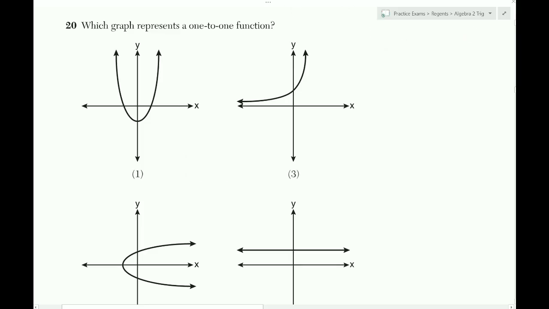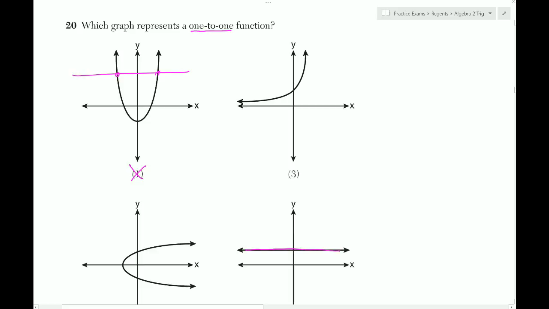Which graph represents a one-to-one function? So, one-to-one means that it passes the horizontal line test. I'm sorry, so for functions, we would use the vertical line test. For one-to-one and onto, we use the horizontal line test. And in this case, a one-to-one function is not supposed to hit twice. So this one fails.